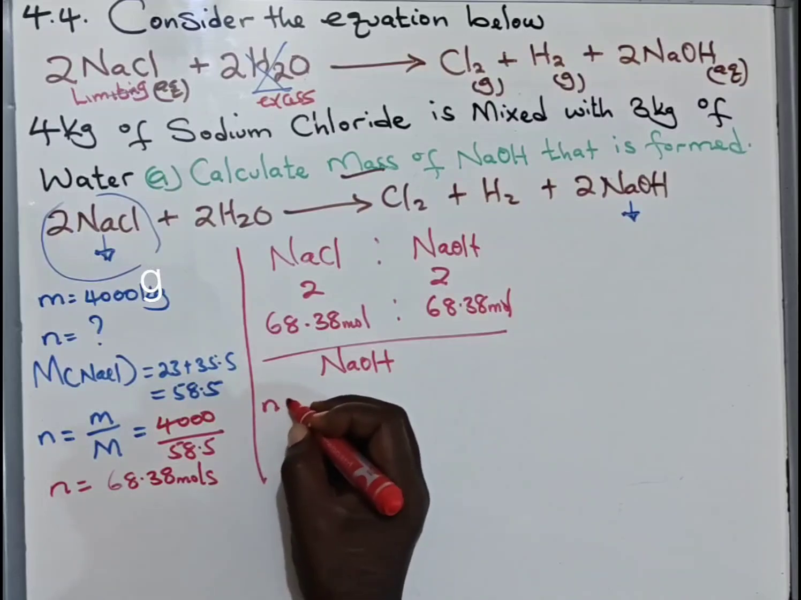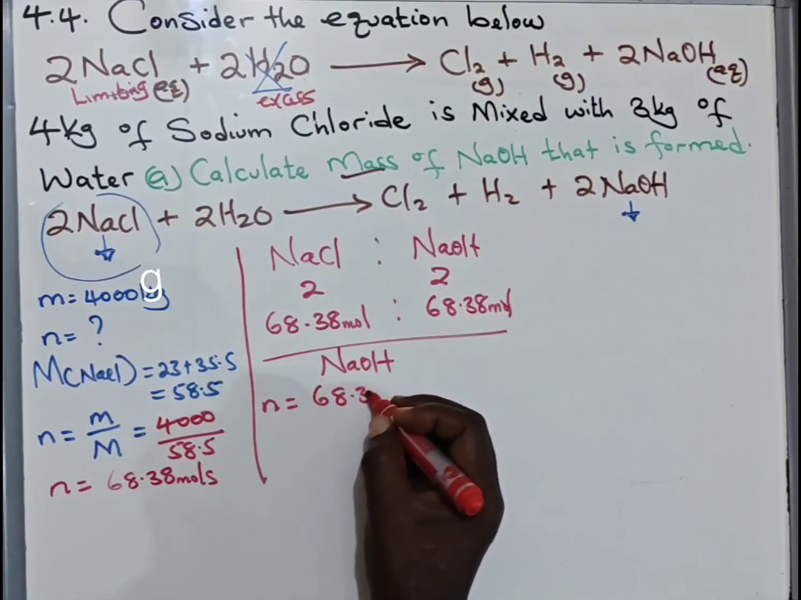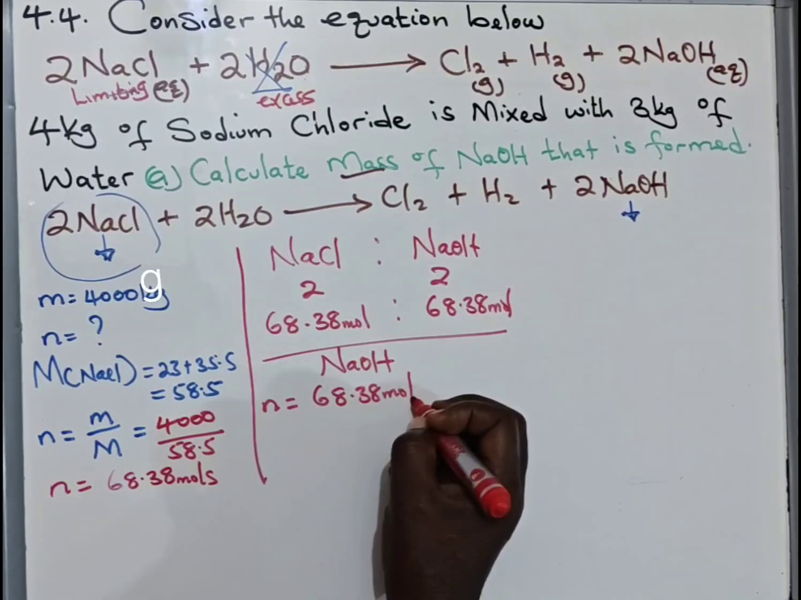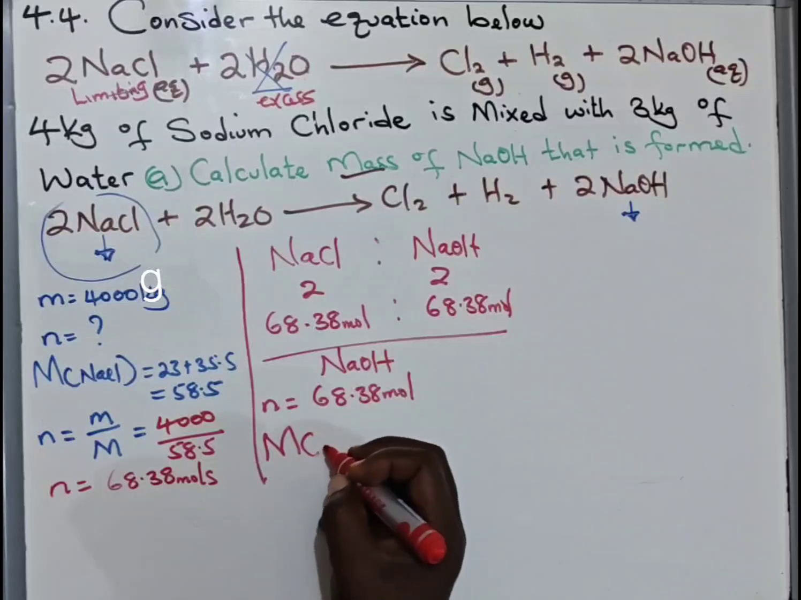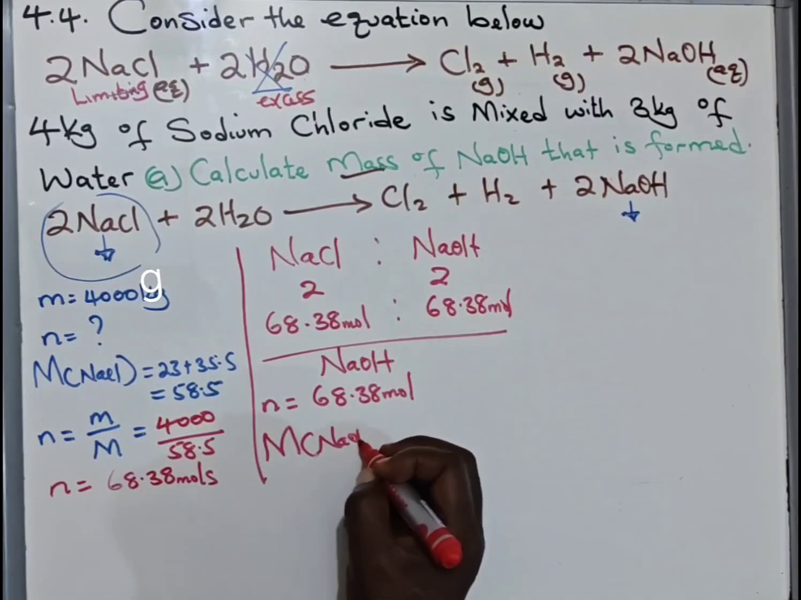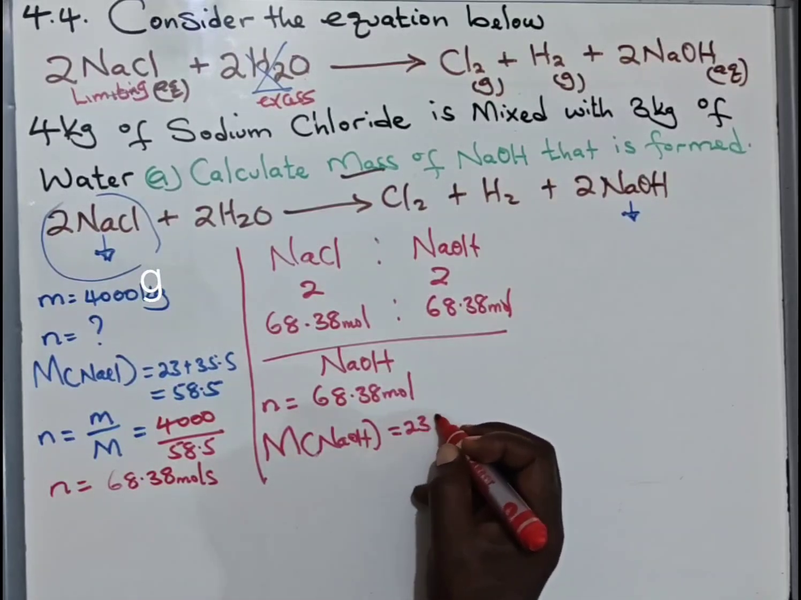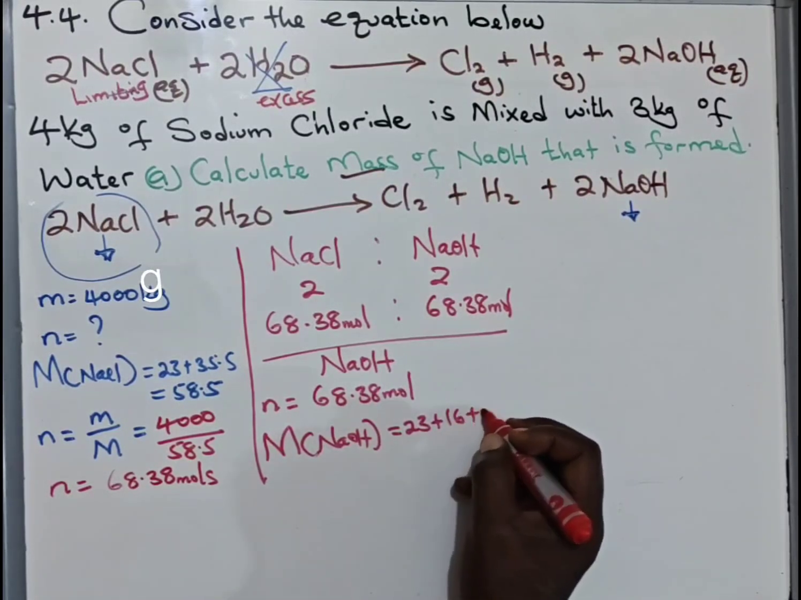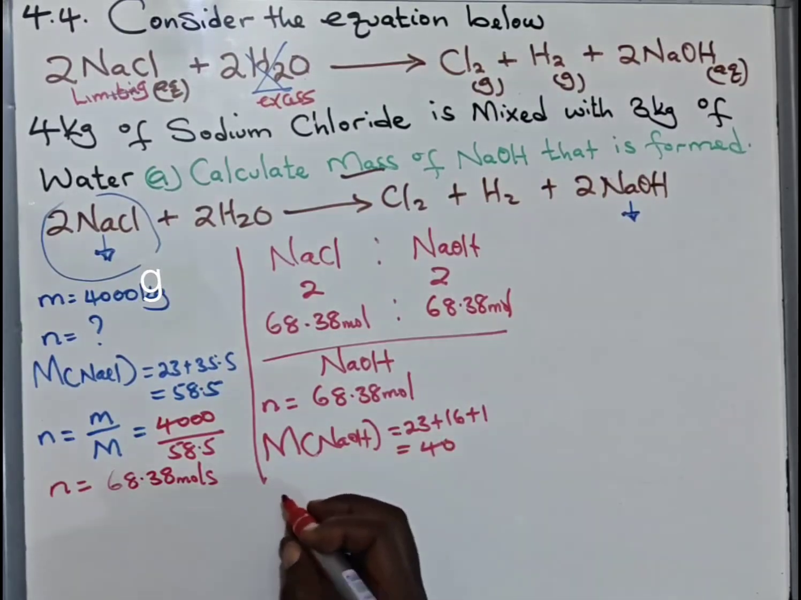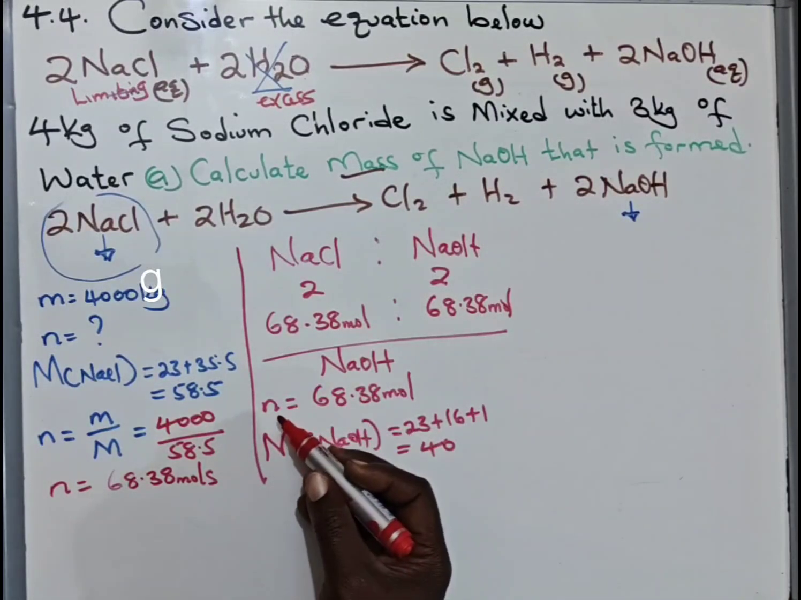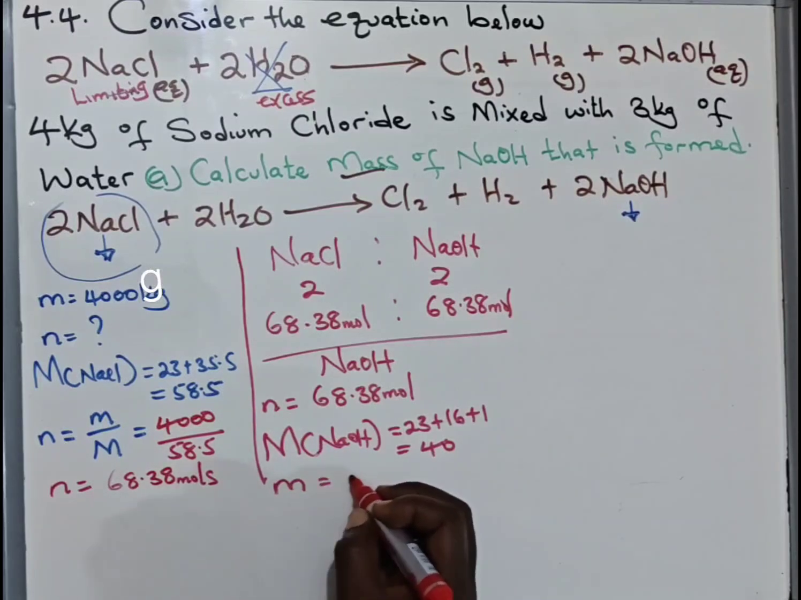Okay, you have just known that its number of moles is 68.38 moles. What else do we know? We know its molar mass because we know its formula. So it's sodium hydroxide. So when you look at its molar mass, it's going to be 23 plus 16 plus 1, where you get 40. So when you have number of moles and you have molar mass, you can now determine the mass.